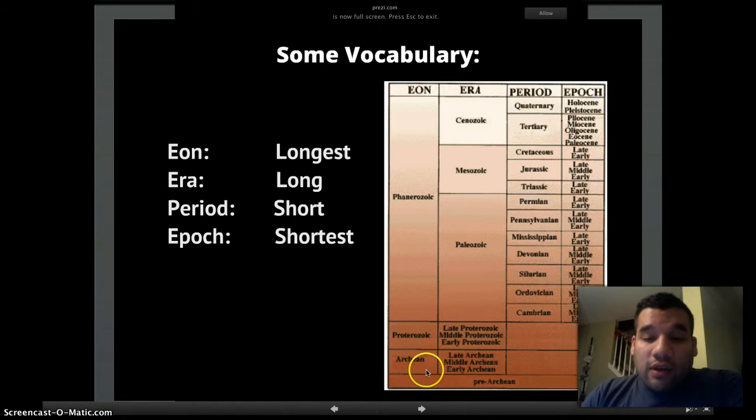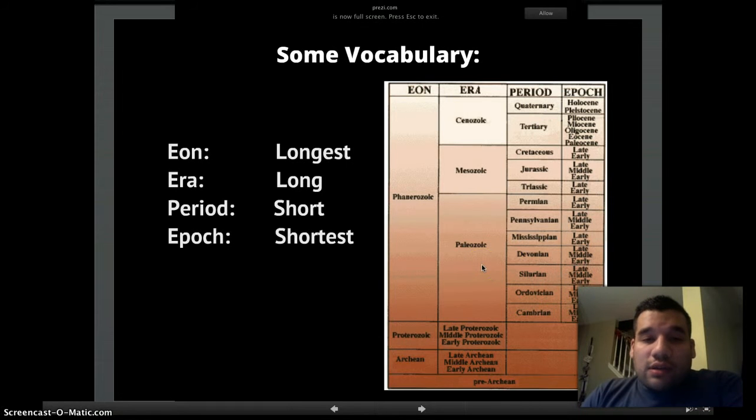If you look here, okay, we have eons. The Phanerozoic eon, for example, is a very long time period. And then eras are long, but not as long as eons, and periods are shorter. Okay, and here we have the periods. And then epochs are the shortest. Those are the shortest amount of time.